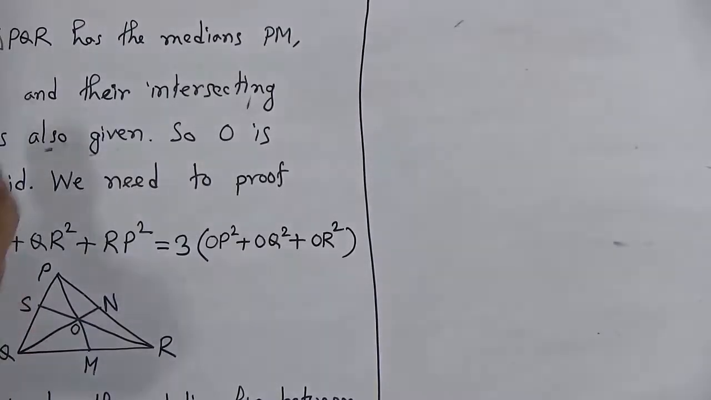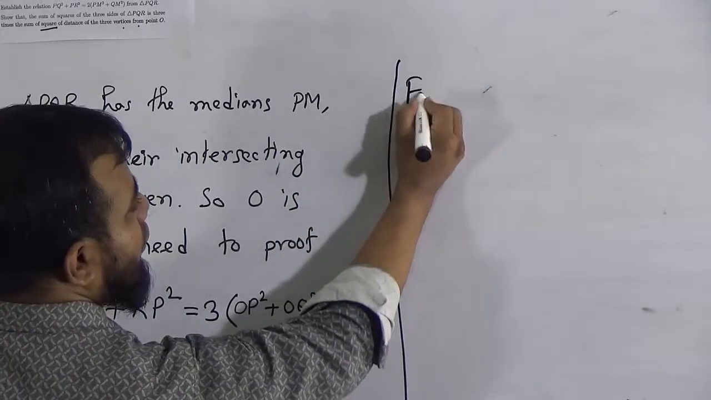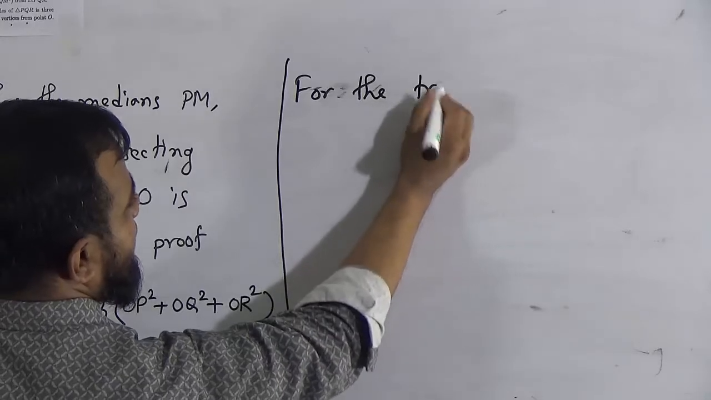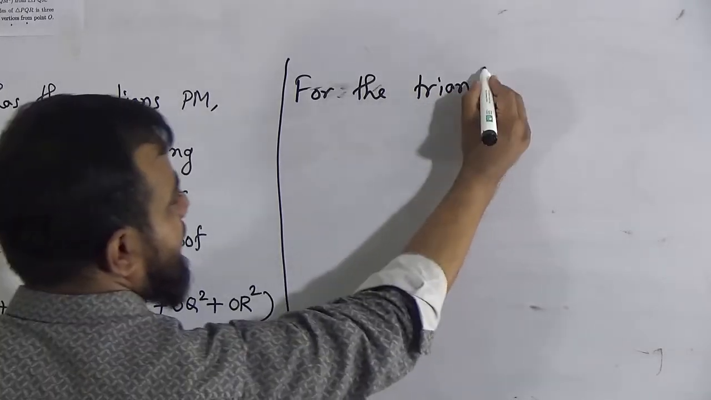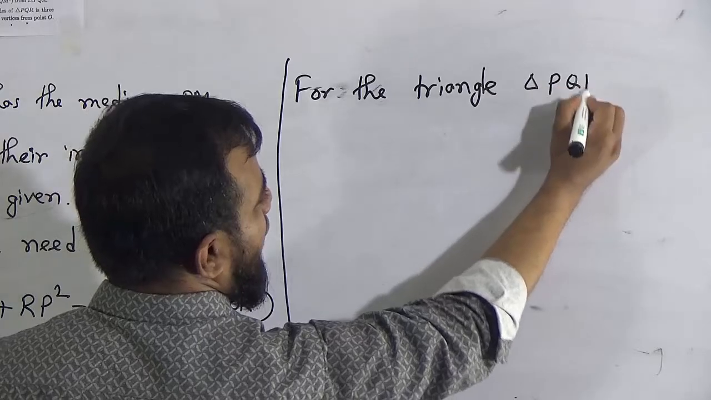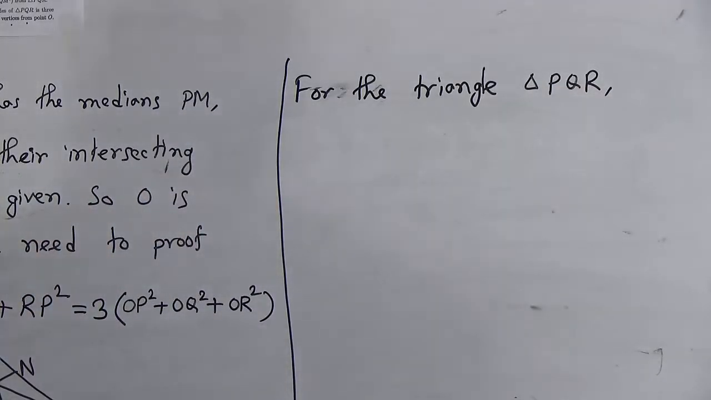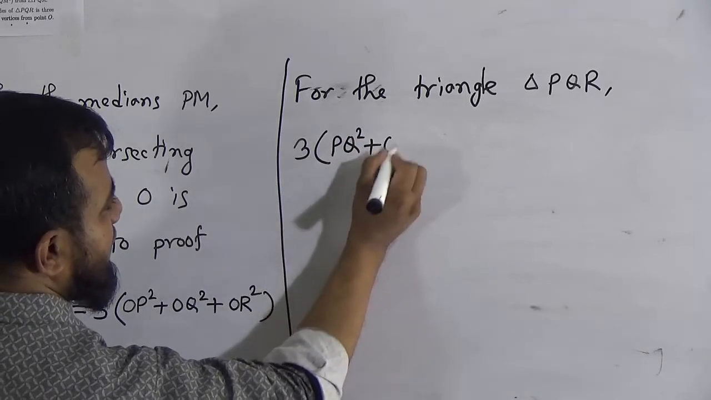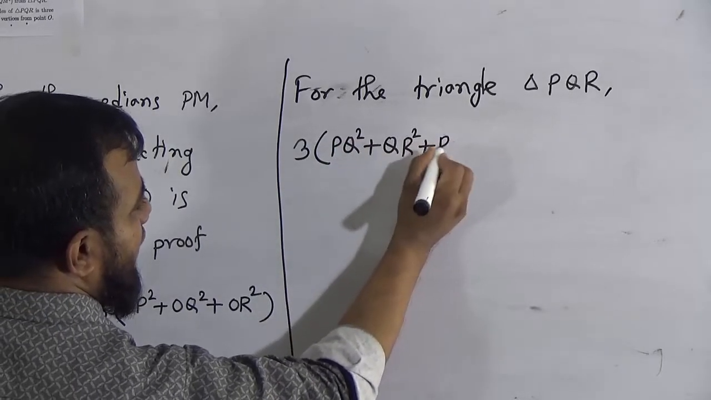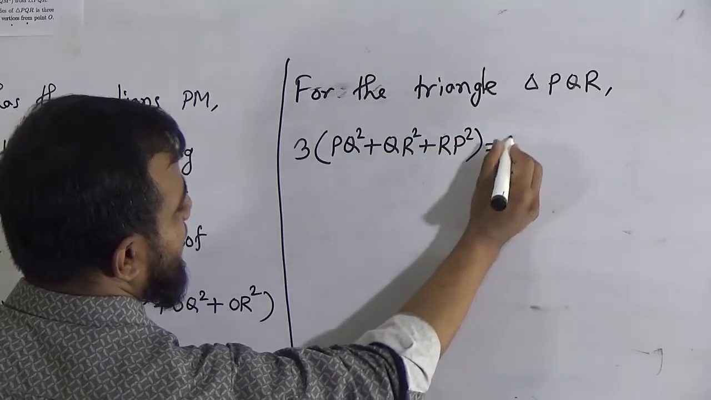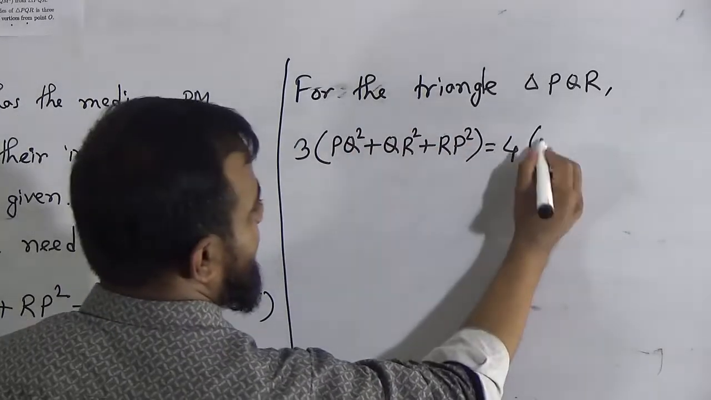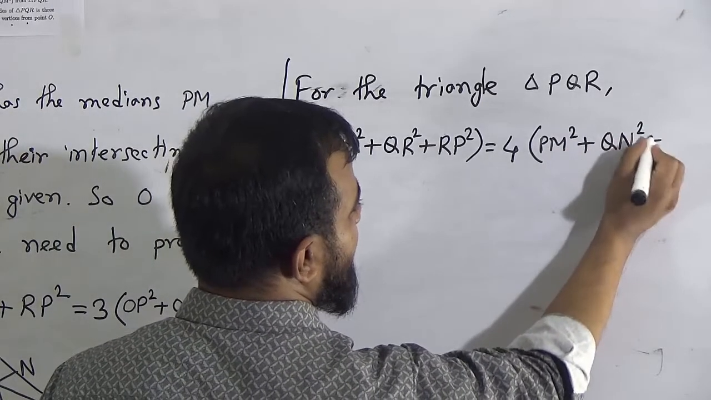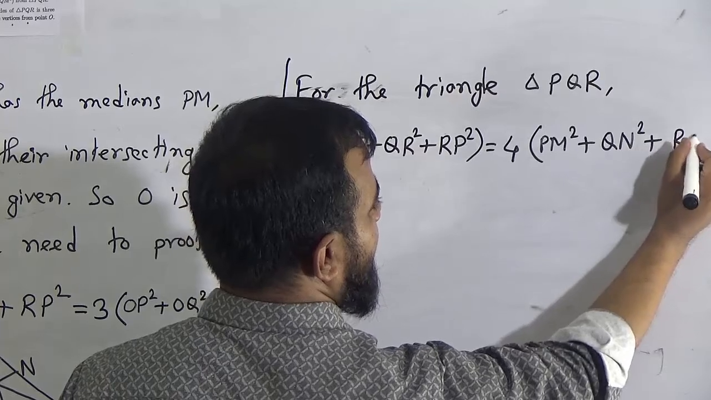Already the three medians are given. For the triangle PQR, we can write down 3 into PQ square plus QR square plus RP square, that's equal to 4 times of PM square plus QN square plus RS square.